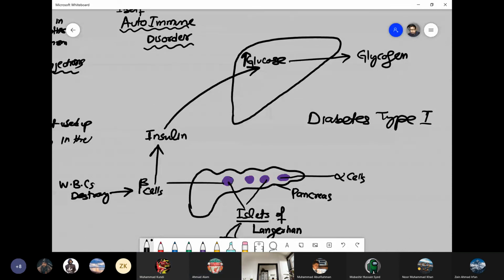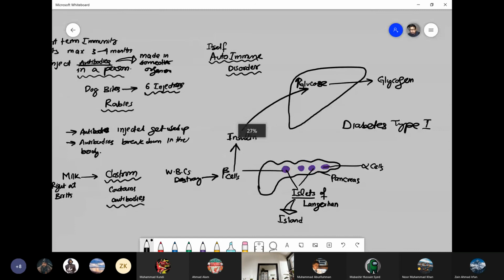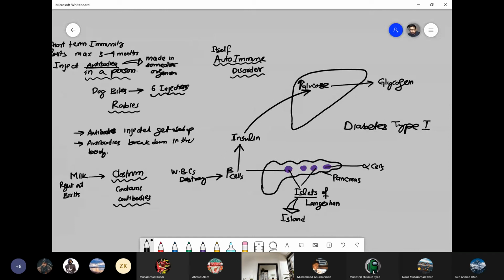Now boys, next thing, this autoimmune disorder, the question comes: how does this happen? The answer is simple, no one knows that. Scientists still do not know why the white blood cells attack our own body cells.